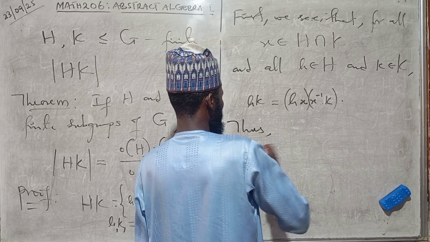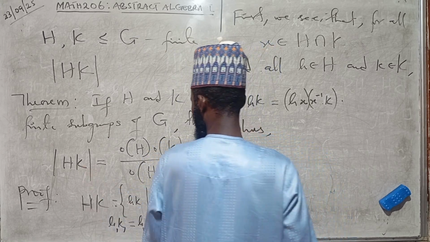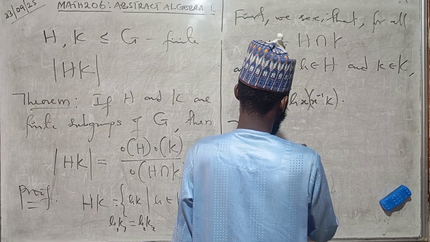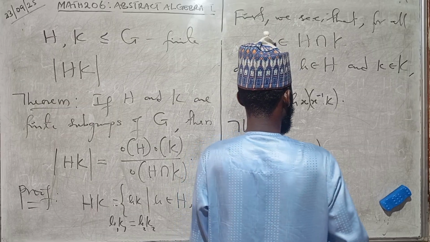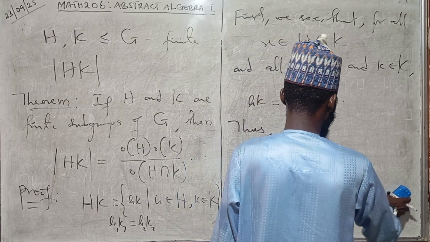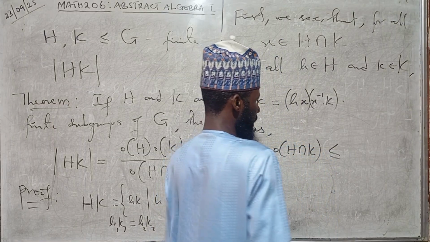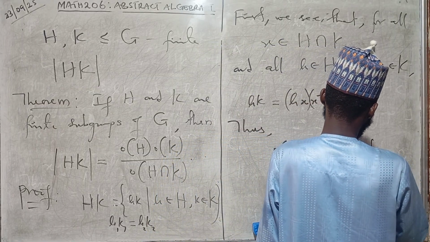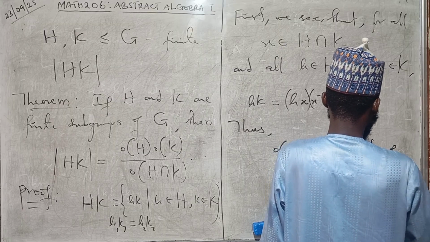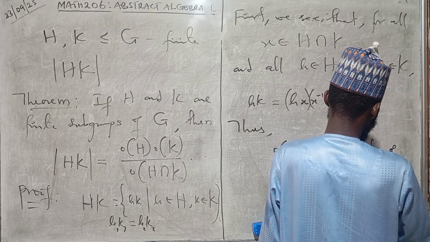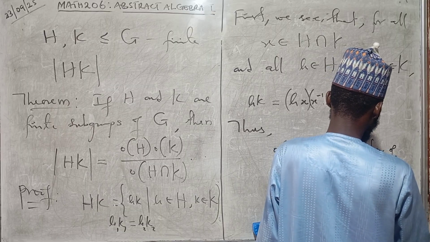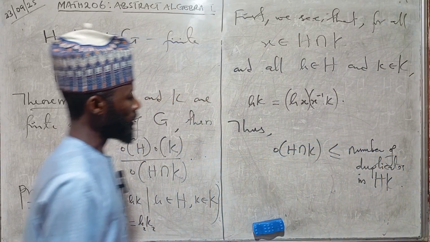So thus it means the order of H intersection K is always less than or equal to the number of duplicates in HK. This is what we arrive at.